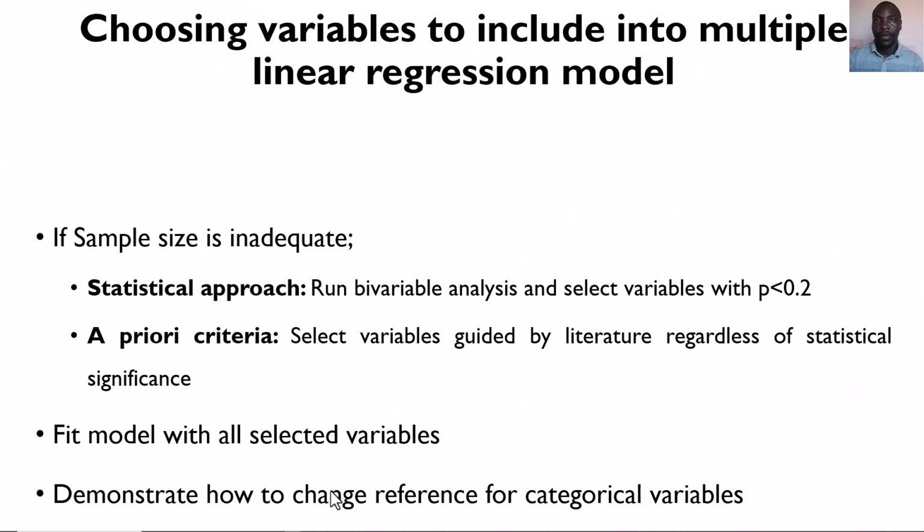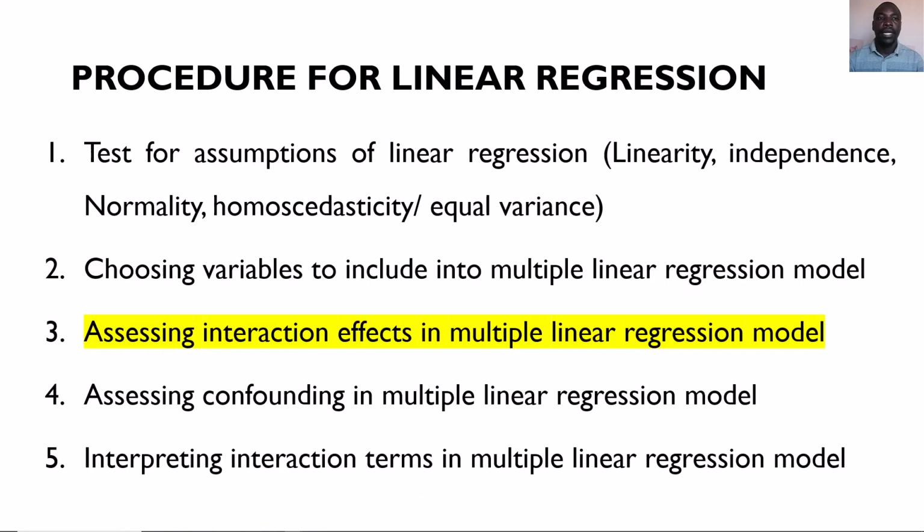Now that you know which procedure you can use to choose which variables to include in your multiple linear regression model, and you now know how to change reference groups for categorical variables, next we are going to look at how to assess for interaction effects in multiple linear regression model. These are all a series of steps that you have to conduct so that at the end of the day, your results are not misleading.